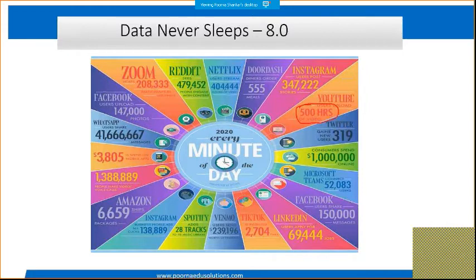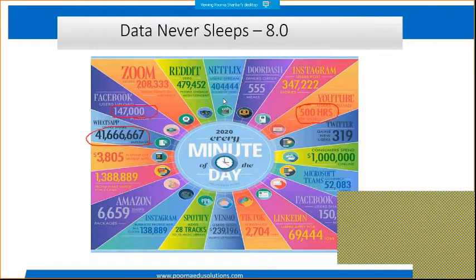Let us come to Insta. 138,000 Insta posts are happening in 1 minute. Next is Amazon. Every minute they are making money. You can see in 1 minute Amazon is serving 6,659 orders. Can you imagine? And this is the quantum of messages that are being exchanged on WhatsApp. And Facebook also, if you see, more than 1 lakh uploads are happening. And Zoom, especially last year, 208,000 meetings were scheduled in 1 minute.